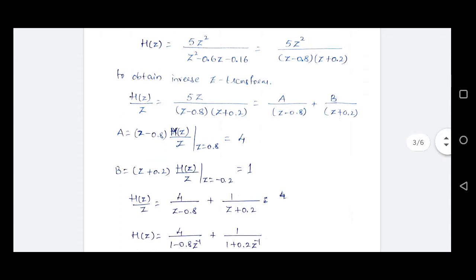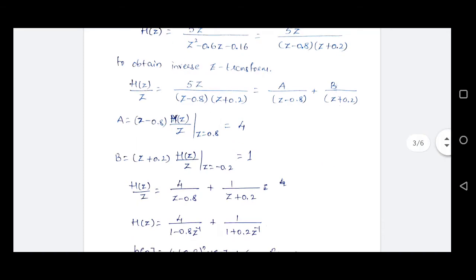Or if we factorize the denominator, we can rewrite it as 5z square divided by (z minus 0.8) and (z plus 0.2). There are two poles, one at 0.8 and another at minus 0.2. Now taking the inverse Z transform by partial fraction expansion method, we can rewrite it as h of z divided by z equals, there will be two residues, one for each pole, A divided by z minus 0.8 plus B divided by z plus 0.2.